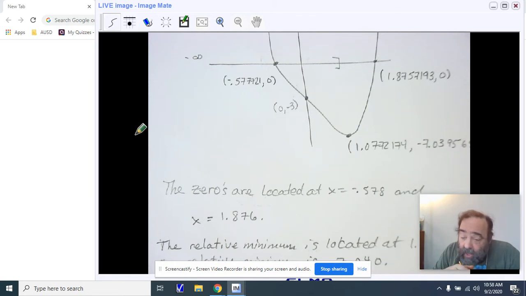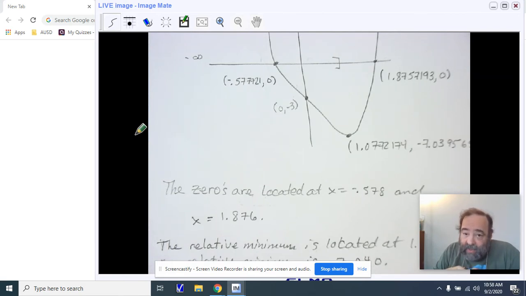Notice I have rounded it. I could also truncate it, so they would accept x equals negative 0.577. Same with the second x-intercept: x equals 1.876, or I could have done 1.875.